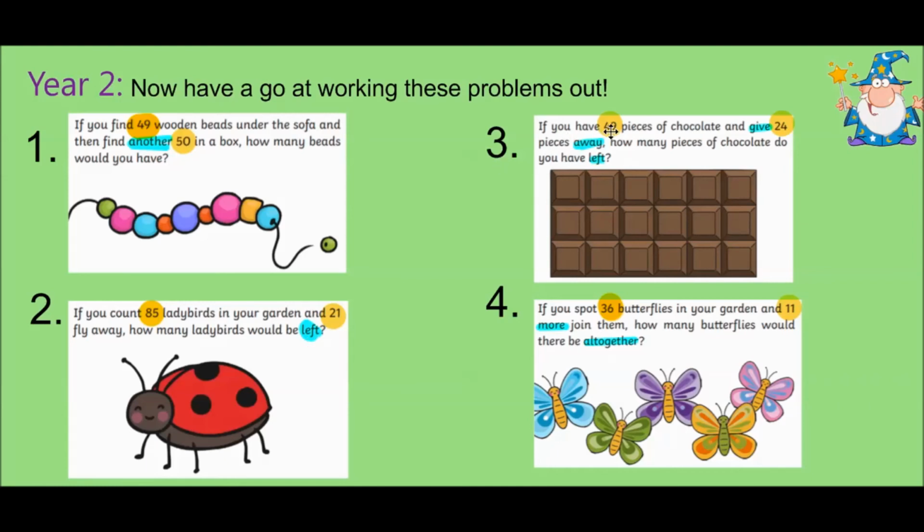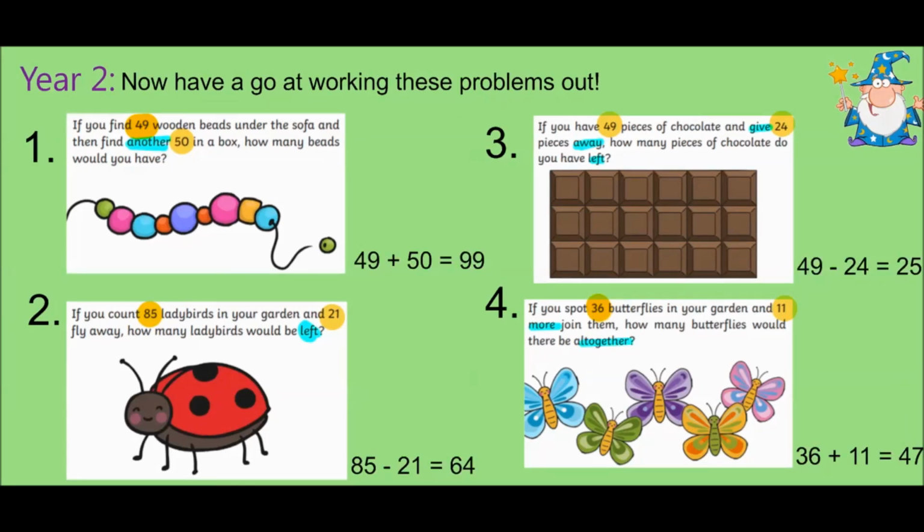In problem 3, we've got the numbers 49 and 24, and I've highlighted a few words here. So we've got give away. If you're giving away, you are taking some away from how many you have. And the word left, which also tells me I'm subtracting. And for question 4, we've got the numbers 36 and 11, and there's two words here that tell me I'm adding. We've got the word more and the word altogether.